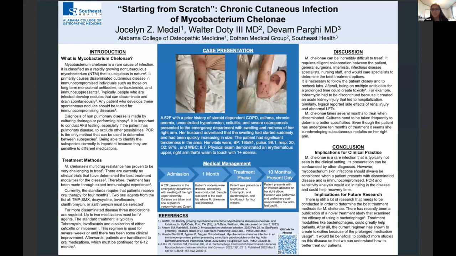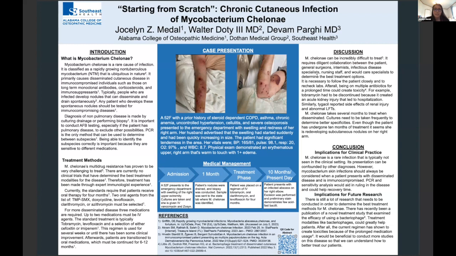However, recently, about 10 months after original presentation, she presented with an infectious abscess of the right elbow, and excision was performed, which demonstrated preliminary results of few acid-fast bacilli. As you can see, Mycobacterium chelonae is incredibly difficult to treat. It requires diligent collaboration between the patient, general surgeons, internists, infectious disease specialists, nursing staff, and wound care specialists to determine the best treatment options.